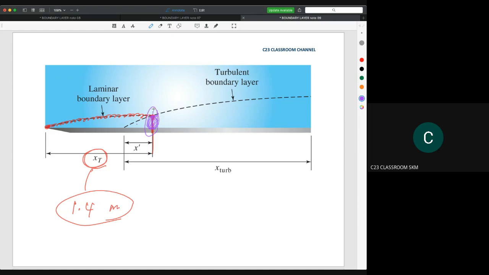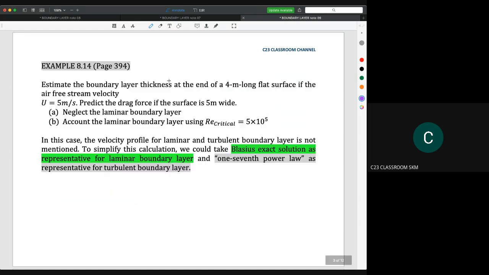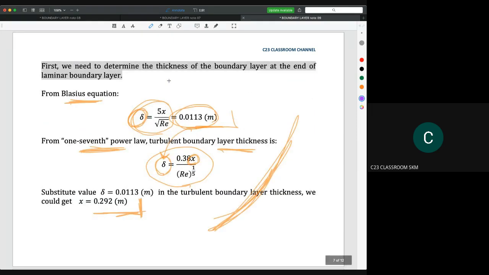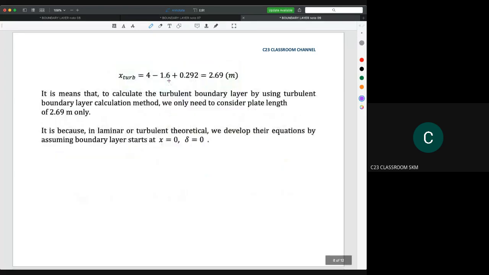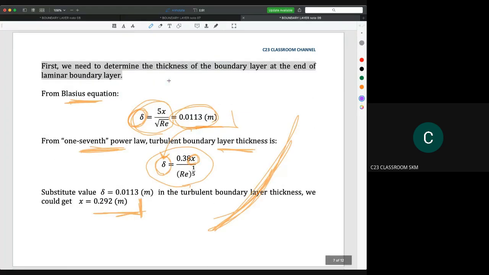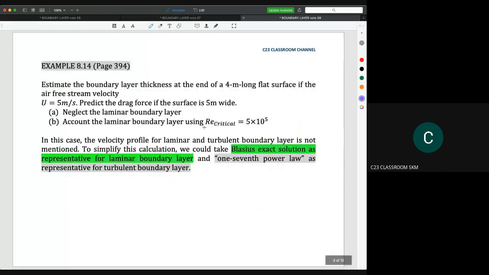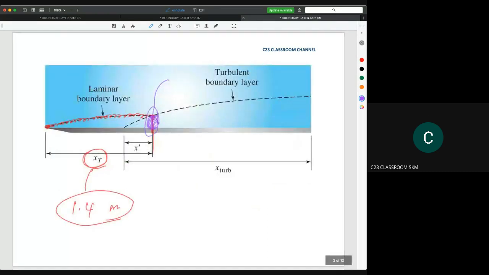The turbulent boundary layer and the laminar boundary layer actually share the same thickness at this point. So the thickness at this point, we could calculate it as this one, 0.00113. But we need to calculate what is the delta, what is the x prime here.